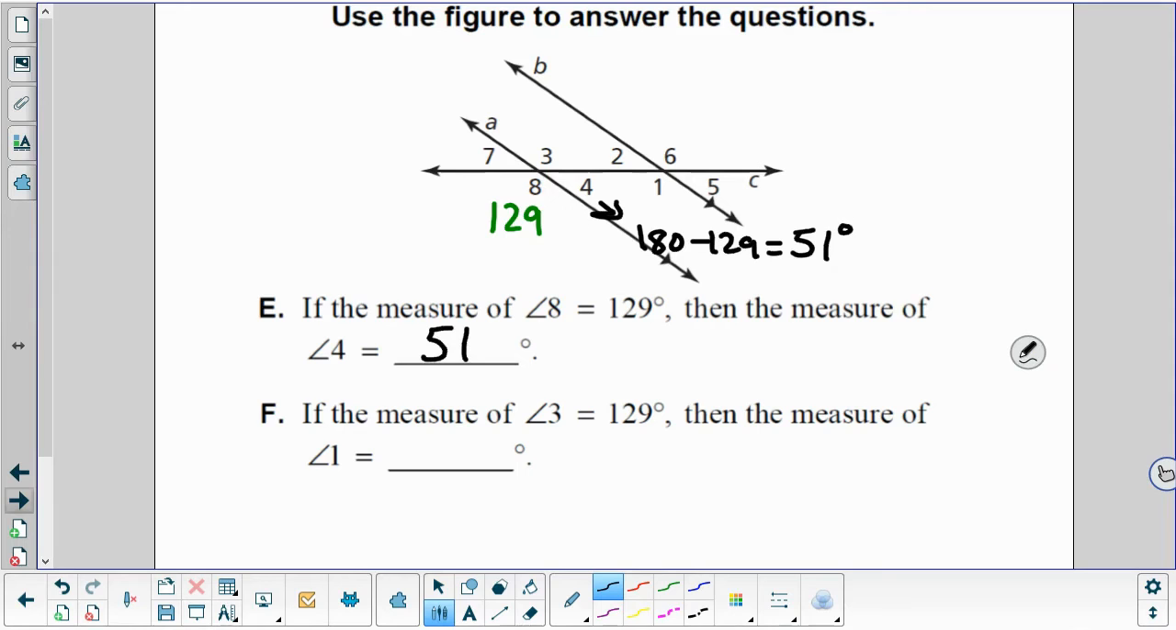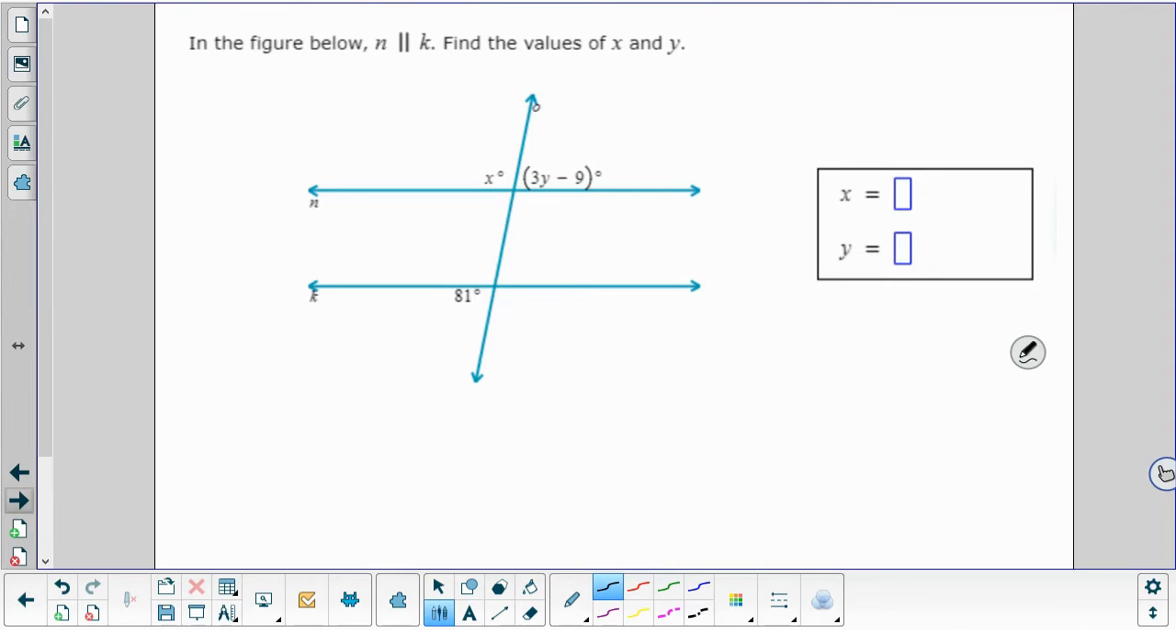Okay, now if the measure of angle 3 is 129 degrees, then what is the measure of angle 1? So if 3 is 129 degrees, then the measure of angle 1 is also 129 degrees, because angles 3 and 8 and 6 and 1 are all vertical angles that are equivalent to that 129 degrees.